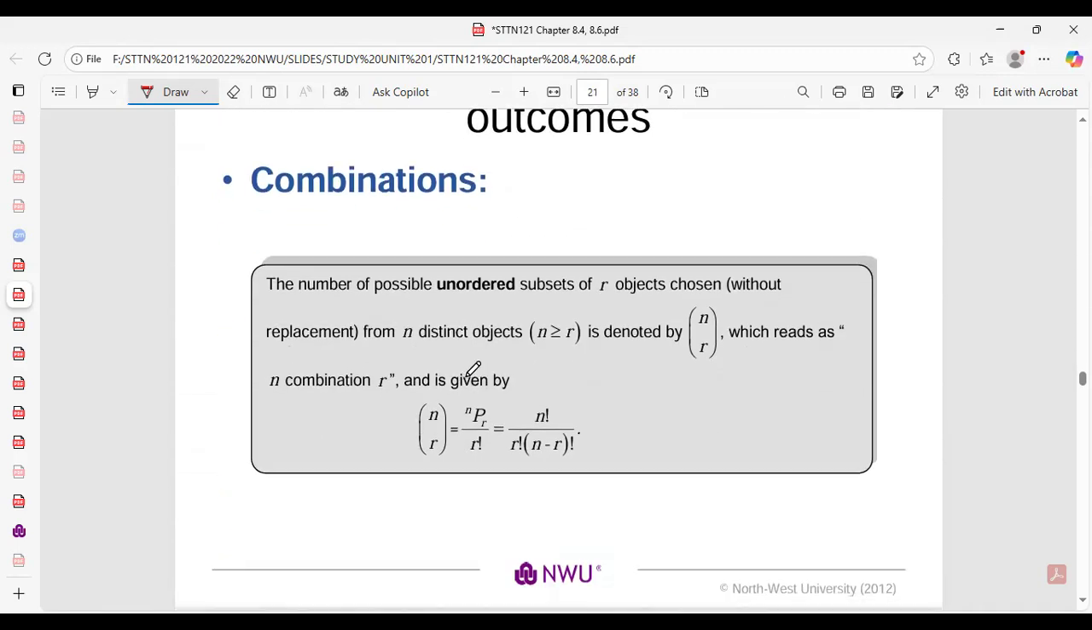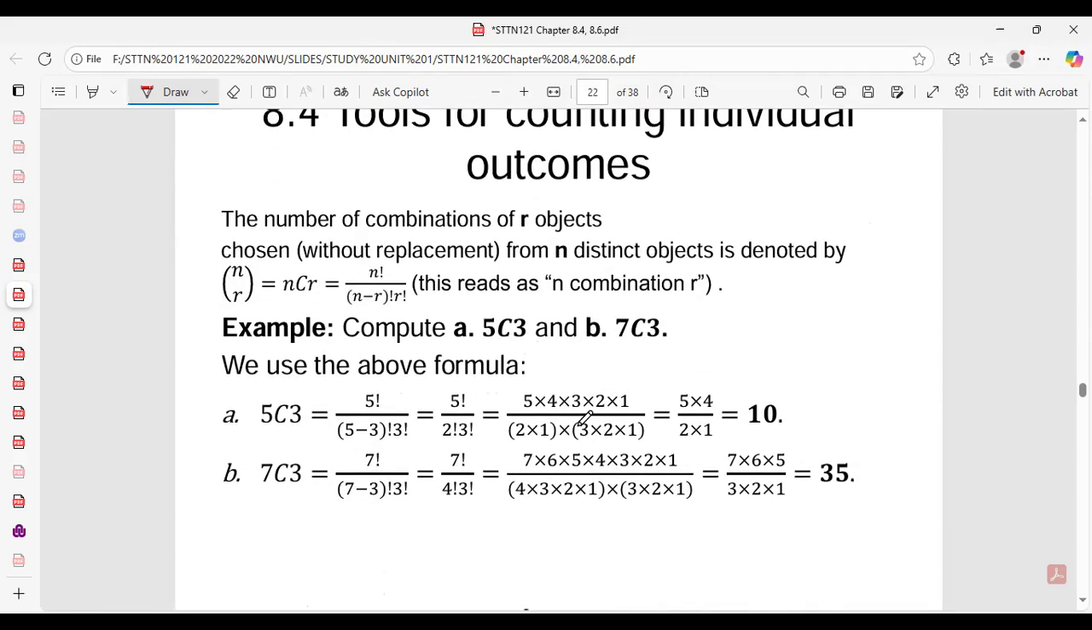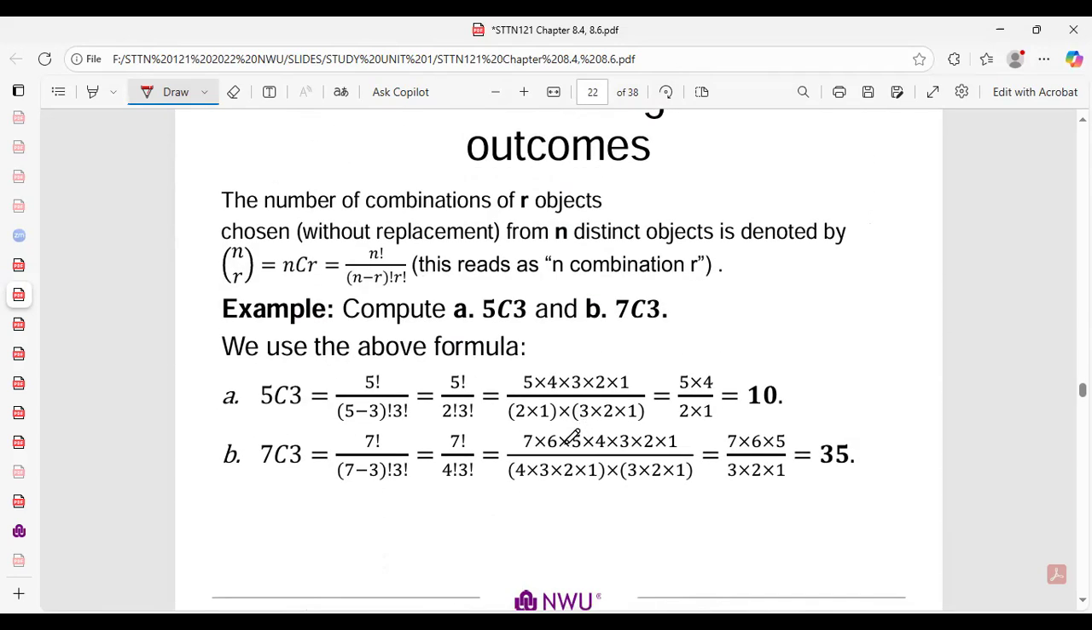Now you saw how they calculate the permutations. Now we go to the combinations. Combinations deal with the number of possible unordered sets of r objects chosen without replacement. This is the formula we use: n factorial divided by r factorial times n minus r factorial. Let's look at the way they ask the question.